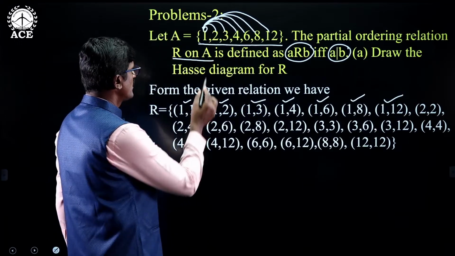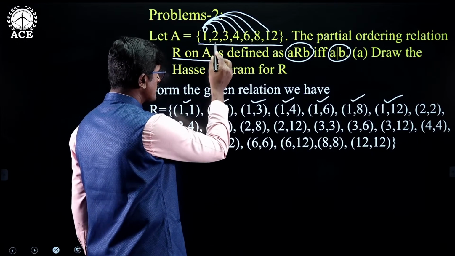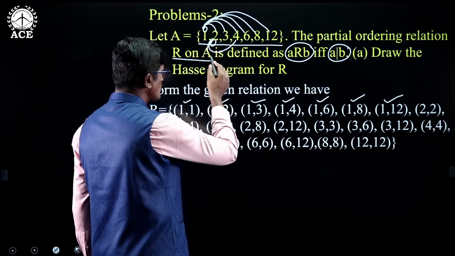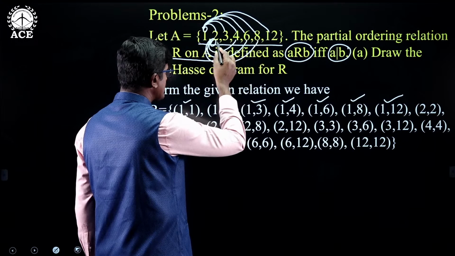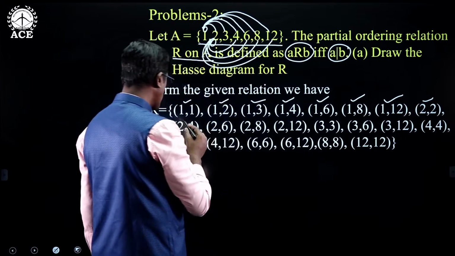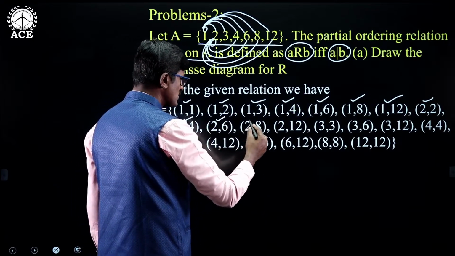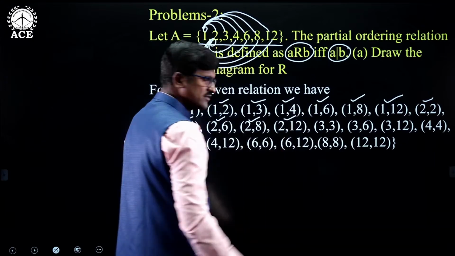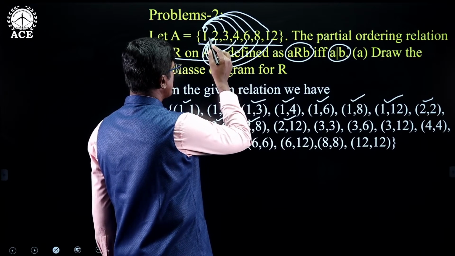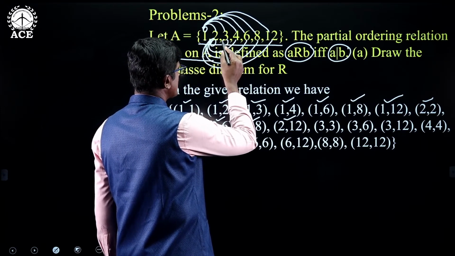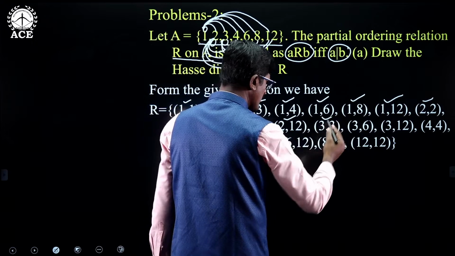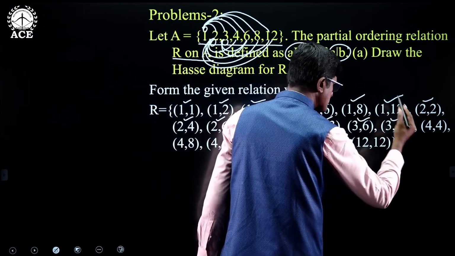Now take the second number. 2 will not divide 1. 2 divides 2. 2 will not divide 3. 2 divides 4, 2 divides 6, 2 divides 8, 2 divides 12. Next, the third element, 3. 3 will not divide 1, 3 will not divide 2, but 3 divides 3, 3 divides 6, 3 divides 12.